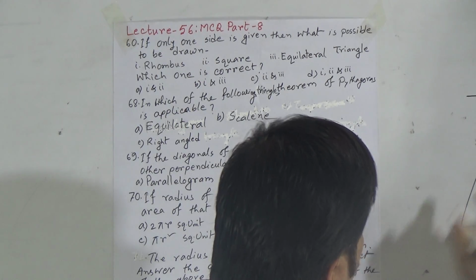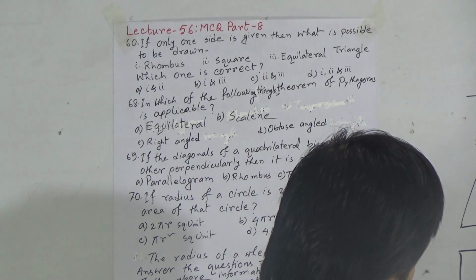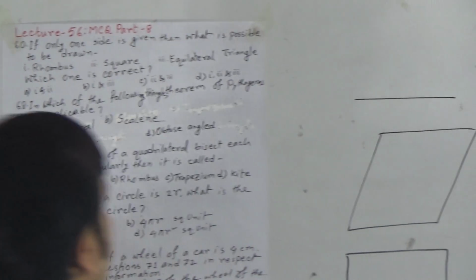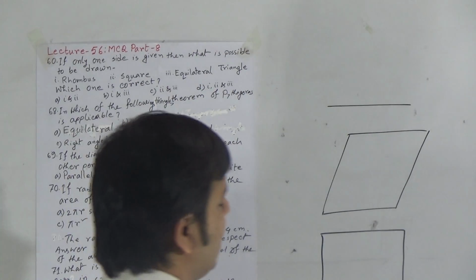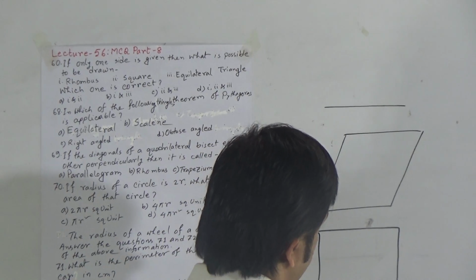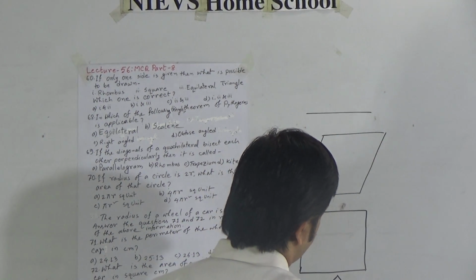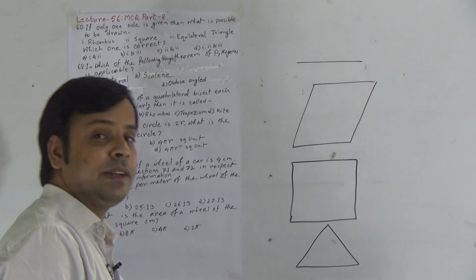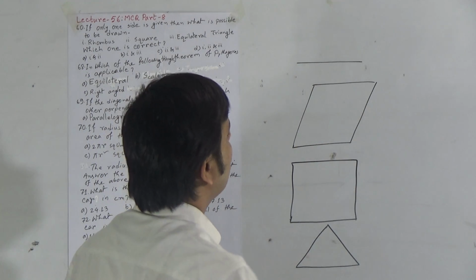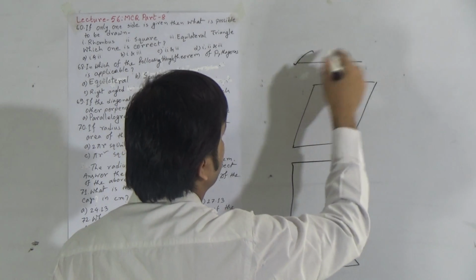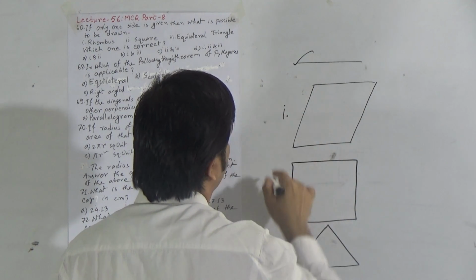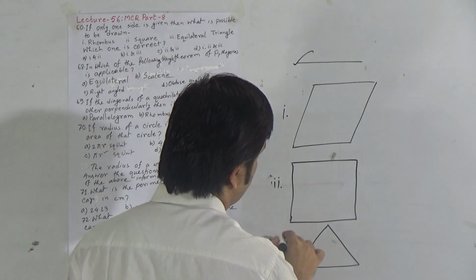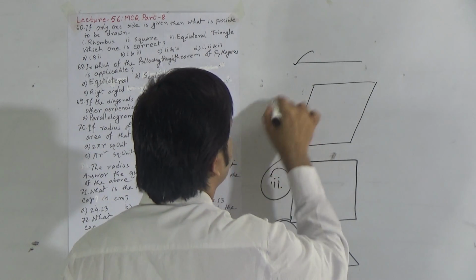If one side is given, then we can draw a square also, and we can draw equilateral triangle also. We can draw equilateral triangle, as three sides of an equilateral triangle are equal. So when only one side will be given, then we can draw first one rhombus, second one square, and third one is equilateral triangle. Here see the statement.